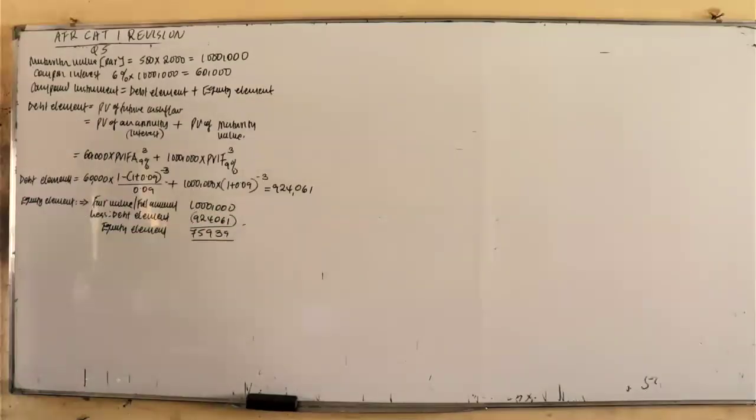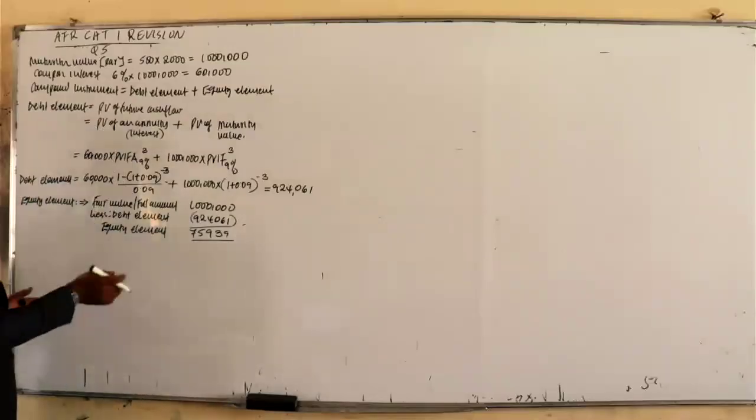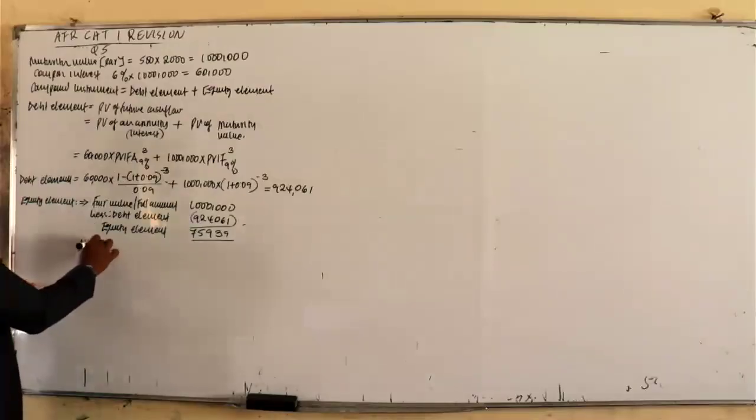Equity does not change. But for the liability, you amortize for the period of 3 years. So you prepare an amortization schedule.